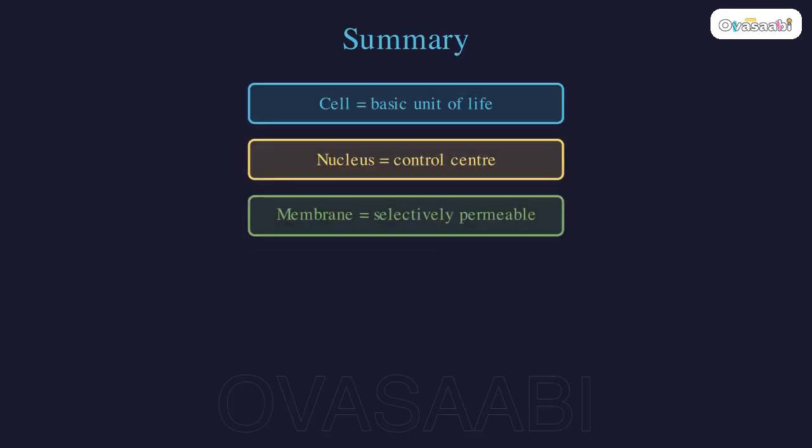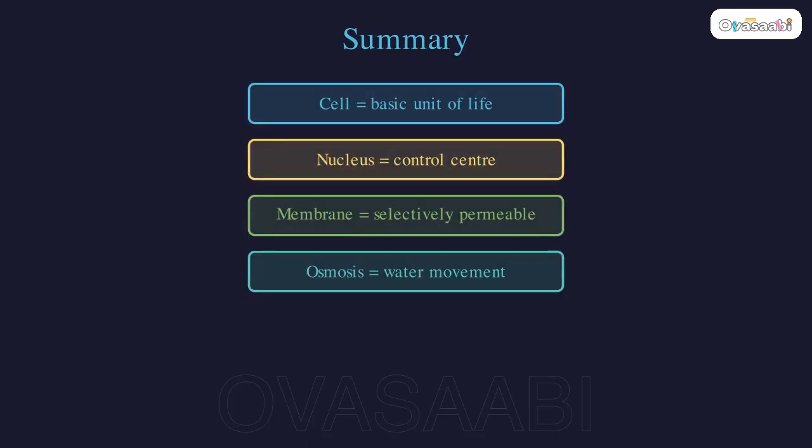Let's review. The cell is the basic unit of life. The nucleus controls cell activity. The cell membrane is selectively permeable. Osmosis is water moving from low to high solute concentration.